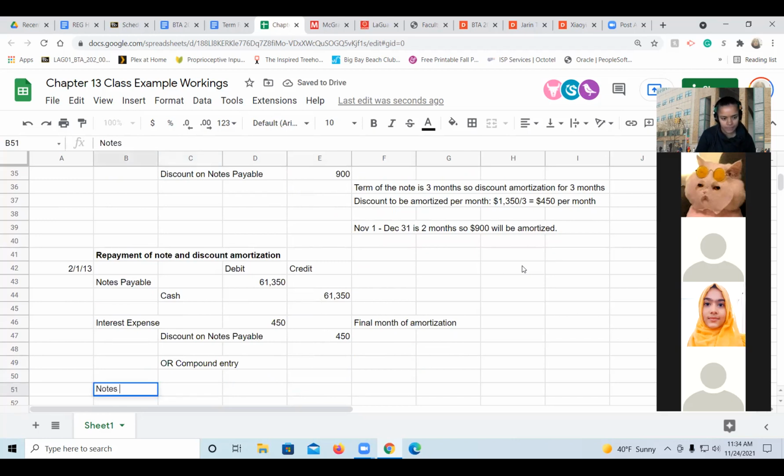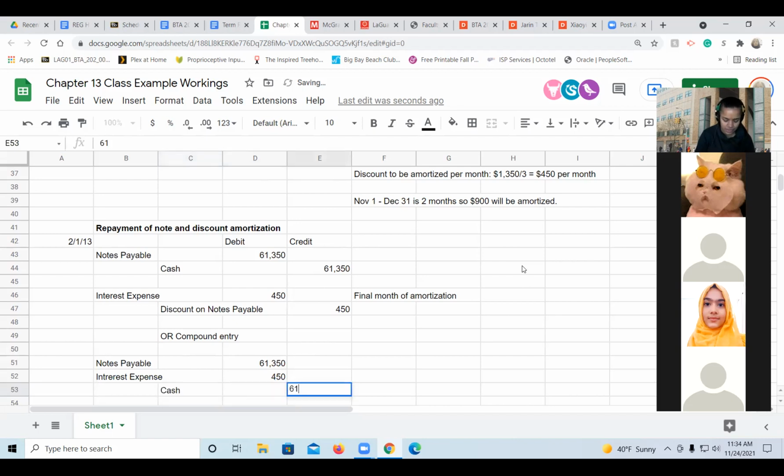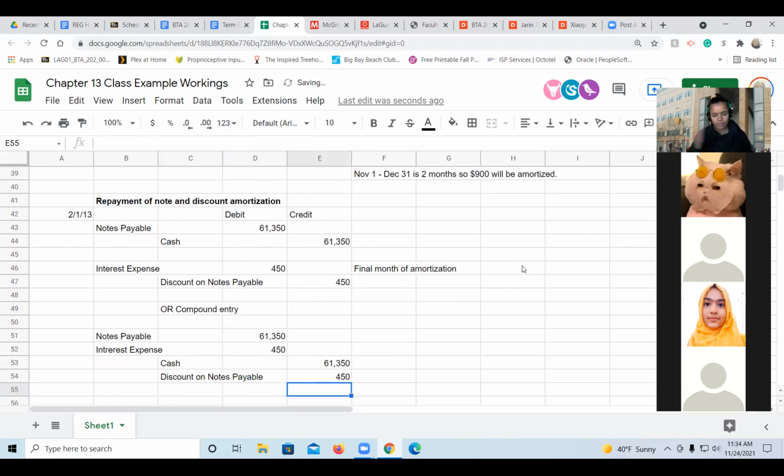So notes payable 61,350, interest expense, right? I'm just combining the debits and the credits to make a compound entry. It's not rocket science here. Cash, 61,350. Notice how that last piece of the discount, it's not a cash payment. We are paying the full amount of cash against the note, but the interest amount is between interest expense and discount on notes payable. It's not really interest expense and cash like our previous example, but don't be fooled. The $1,350 is interest. Right? It's obviously interest, even though it's a zero interest loan.